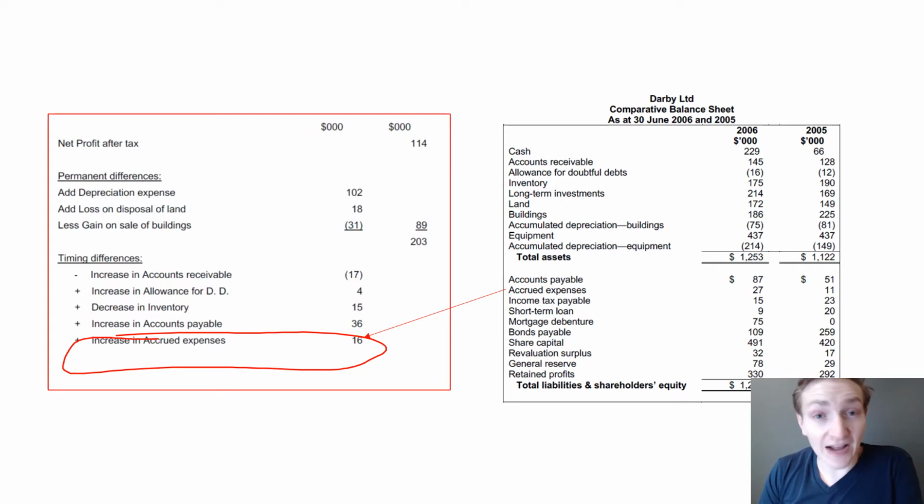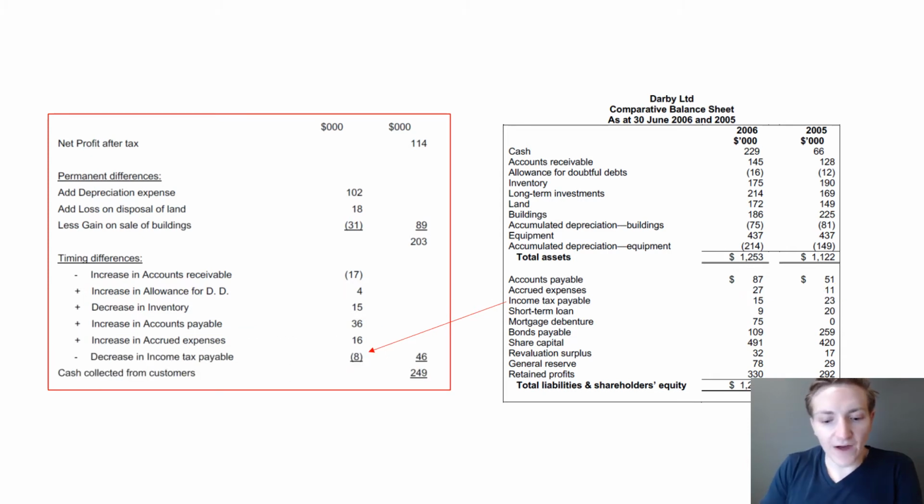They're expenses that are now becoming a liability because you need to pay them. However, if you have not yet paid them, that is effectively you being able to retain some cash flow here. As a result, you add back any increase in your accrued expenses. So that's what we've done here. The accrued expenses were 11, they're now 27, representing a $16 increase.